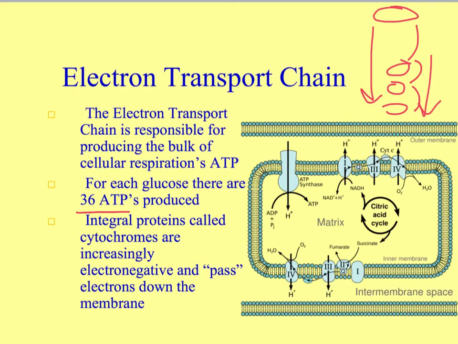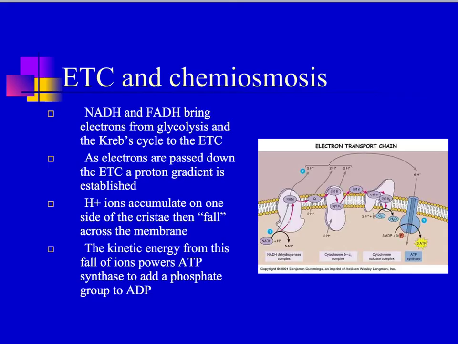Okay. NADH and FADH bring electrons from glycolysis and the Krebs cycle to the electron transport chain. So earlier when we defined these two, we said they were electron carriers, so they're bringing those electrons from the Krebs cycle here.